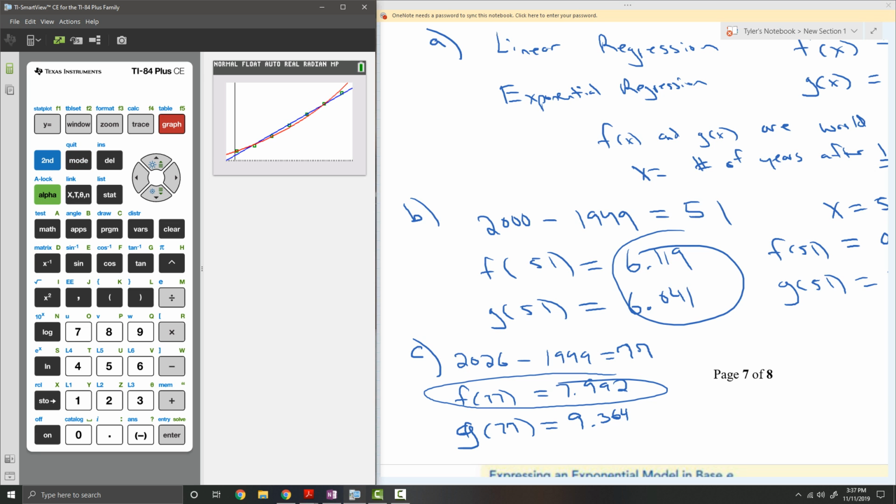If we hit the graph, maybe we could add y equals 8, since we were doing 8 billion. I'm going to add y equals 8 to the graph. See if it shows up. It's not showing up. Let me go to the window, and I need to increase the y max. Maybe we'll increase it by 10. Let's see if that shows up nicely. There.